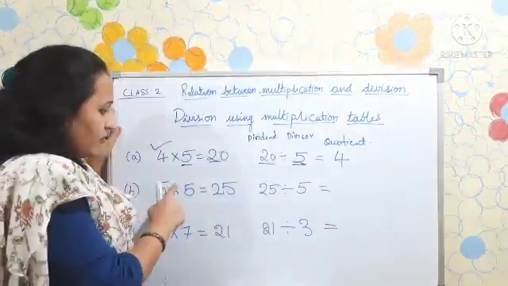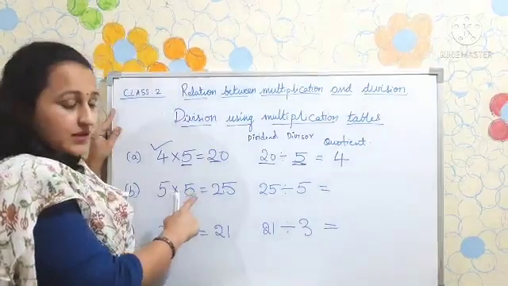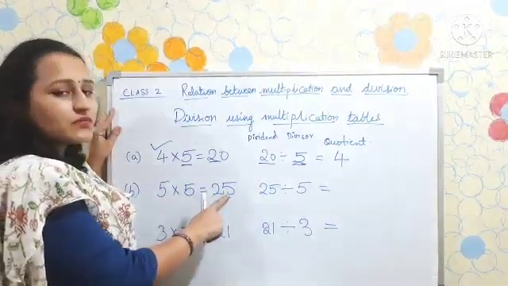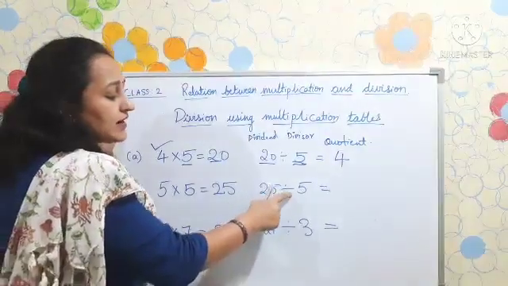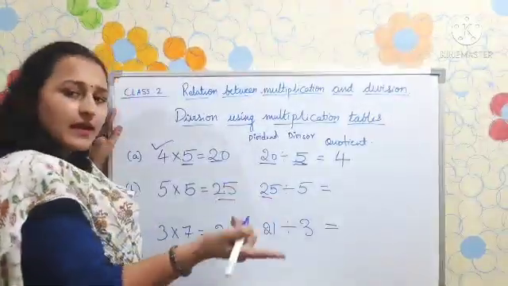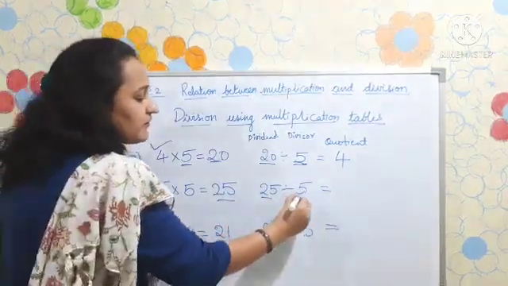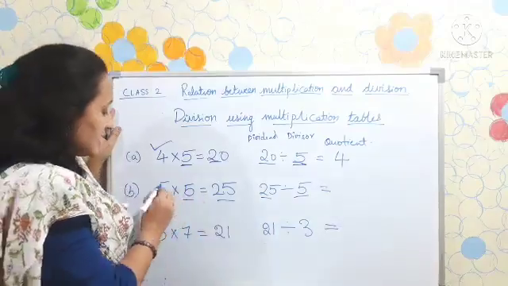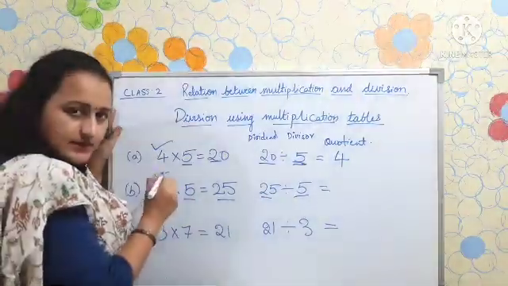Right. Now, 5 times 5 is 25. 5 multiplied by 5 is 25. Here, 25 divided by 5 is how much? The two 25s are dividends. 5 and 5 are divisors. And the quotient is this 5.